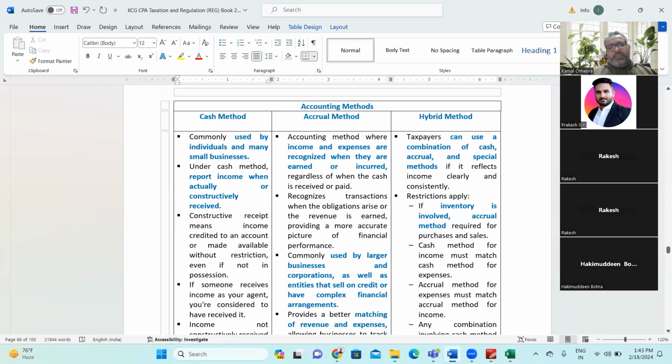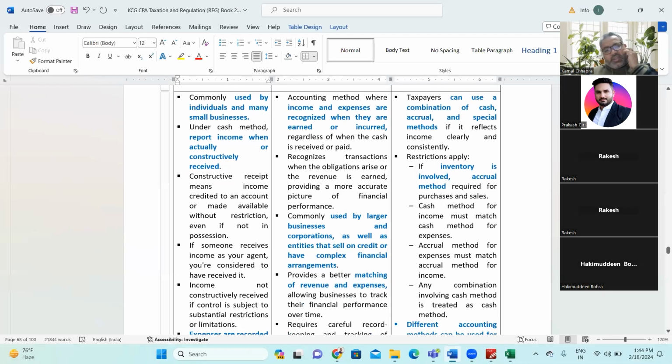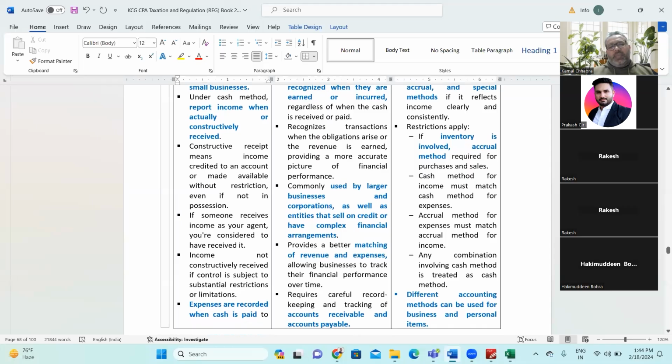Accrual method of accounting is a method where income and expenses are recognized when they are earned or incurred, regardless of when the cash is received or paid, like we were discussing earlier. It recognizes a transaction when the obligation arises or the revenue is earned, providing a more accurate picture of the financial performance. When you follow the accrual method of accounting, it provides a clearer picture of the financial performance.